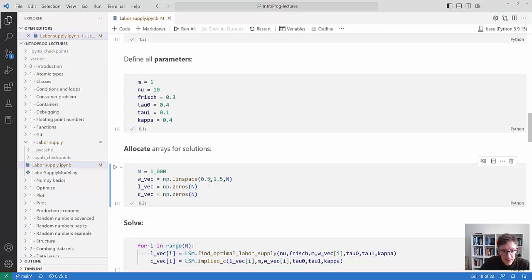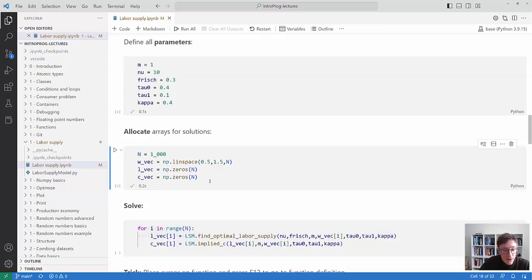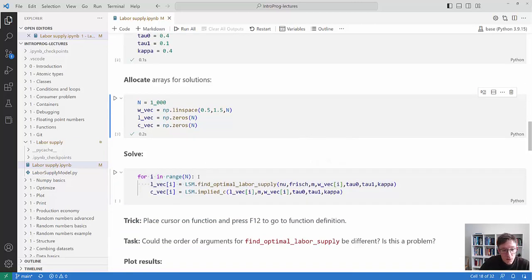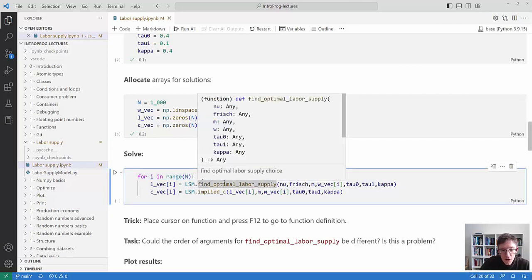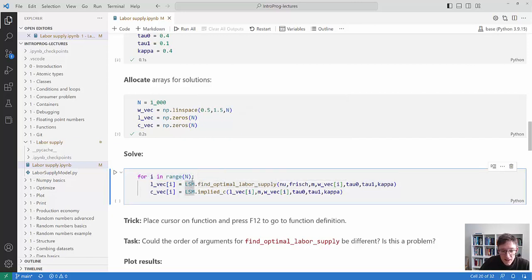So let's run that. Now we're actually ready to find the solutions. So what I do is I loop over all the individuals, and then I call this find optimal labor supply function, which is in this LSM module, and that provides me with the solution for the labor supply. And given this, I also get an implied consumption choice.